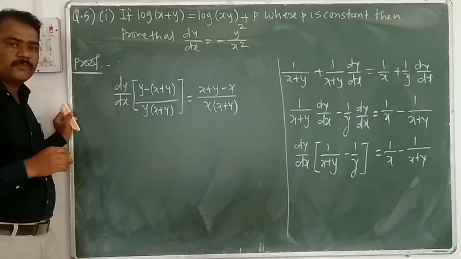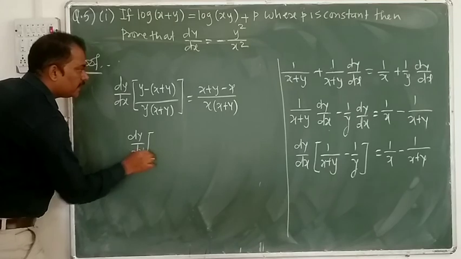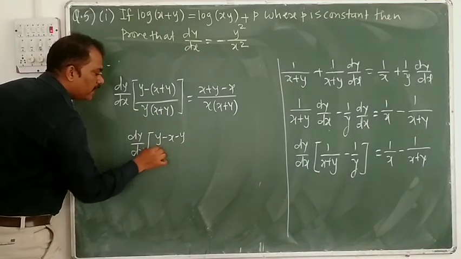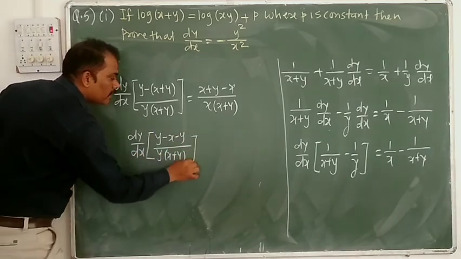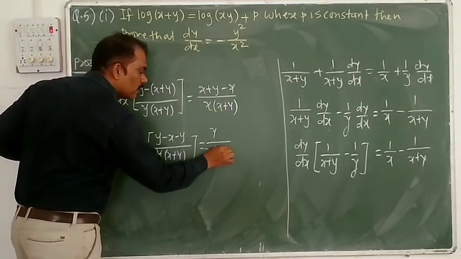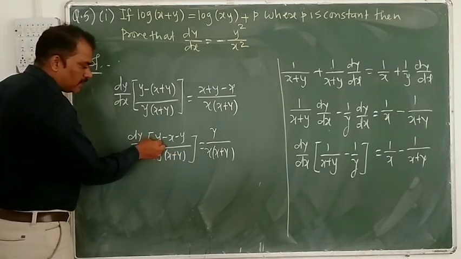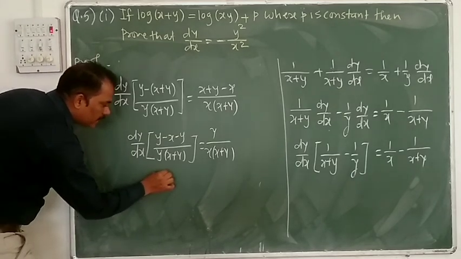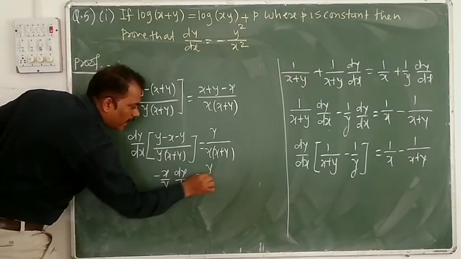On the RHS, we also make the denominators equal, so dy by dx into bracket, the minus sign goes inside, y minus x minus y divided by y into x plus y is equal to, here x gets cancelled, so y upon x into x plus y. From the denominator x plus y gets cancelled, and in the numerator y minus y gets cancelled, so remaining only minus x divided by y into dy by dx is equal to y upon x.